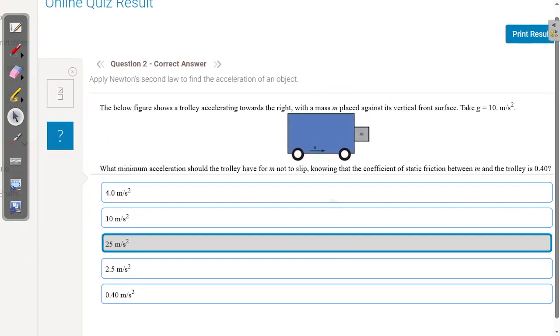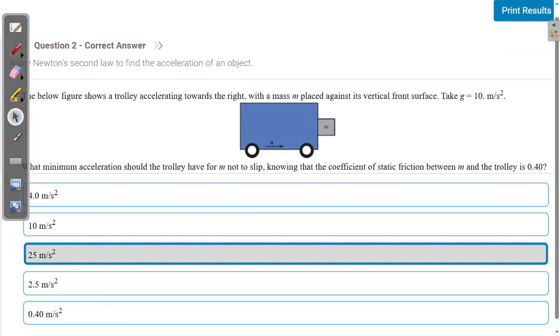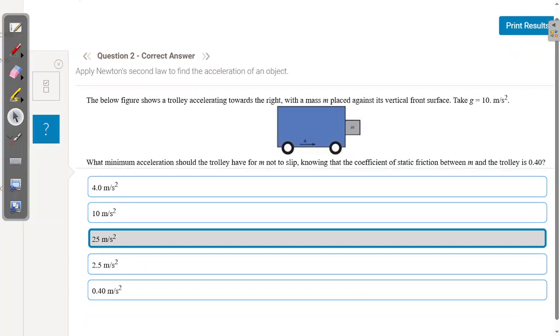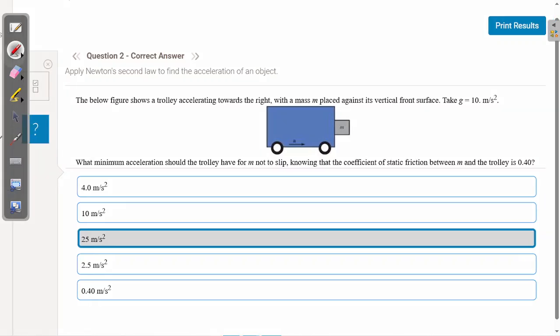Okay, the figure below shows a trolley accelerating towards the right with a mass against its front surface. What's the minimum acceleration it should have for M not to slip? And knowing that the coefficient of static friction is 0.4.